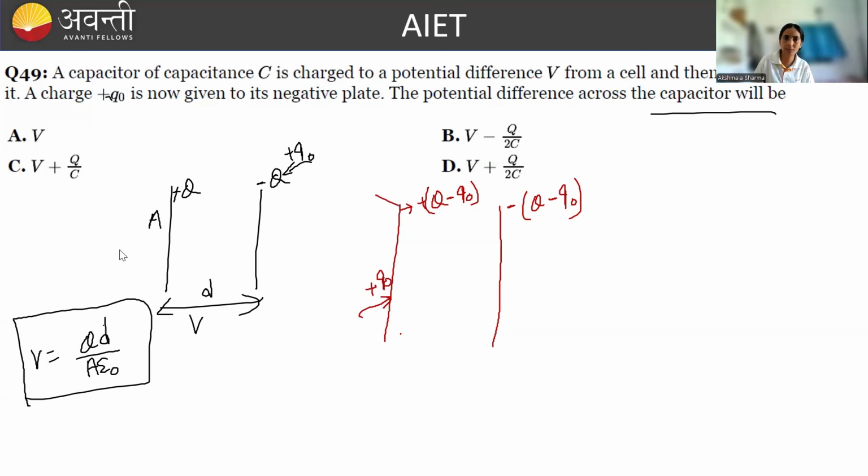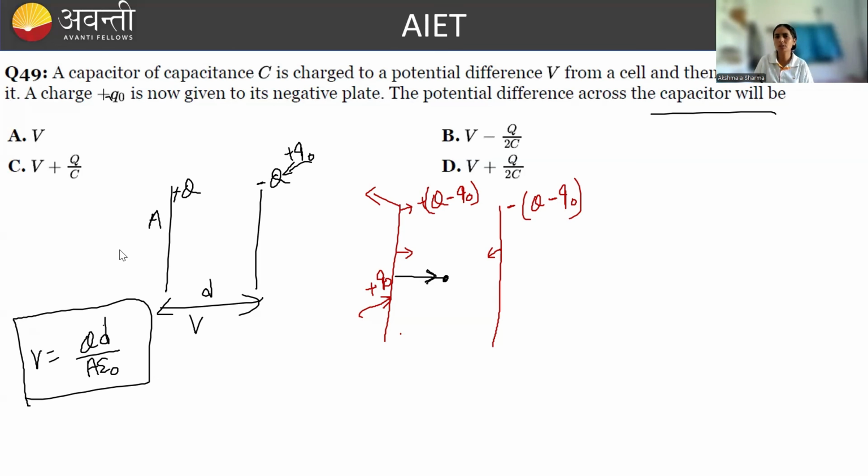So overall on this plate, charge is still how much? Q. But just to make it look like a capacitor, its front face I have given plus q minus q naught charge, and this front face has a charge of negative of q minus q naught. Now let's calculate the electric field at any point inside. So the electric field at any point inside will be how much here? If you calculate, how much will it be?